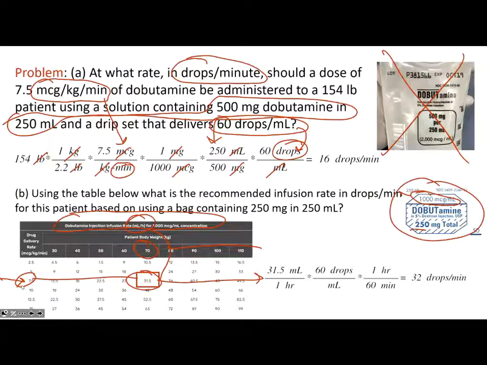You can do either one first. I did the volume first since I was using the same 60 drops per mil set. I set it up so that my milliliters cancel, and now I'm in drops per hour. To convert from hours, I will divide by 60 so that my hours cancel, and in the end, I get drops per minute. If you do that math, obviously the 60s cancel, and you get 32 drops per minute. Everyone okay?